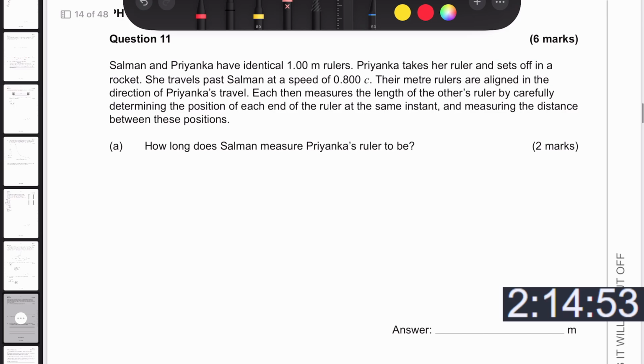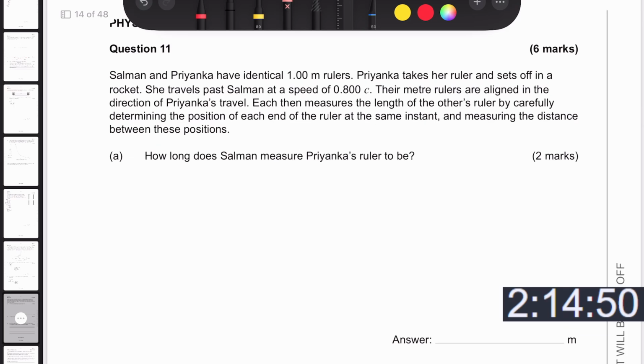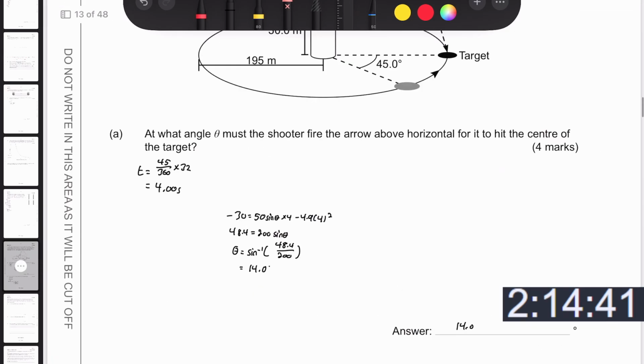Okay, nice. Salmon and Priyakana have identical 1 meter rulers. Priyakana takes a ruler and sets off in a rocket. She travels past Salmon at a speed.